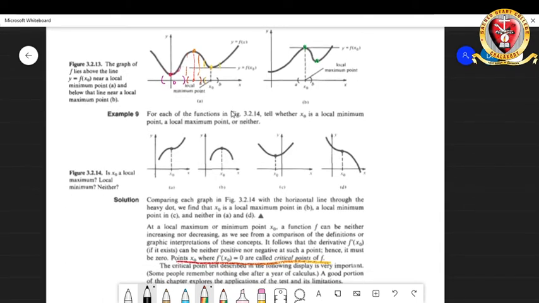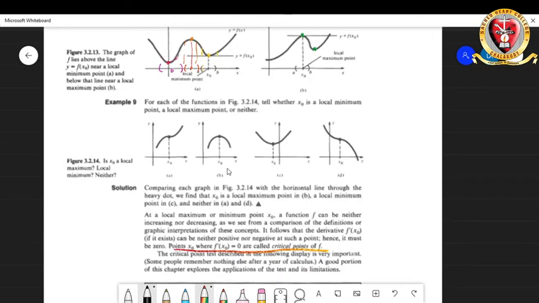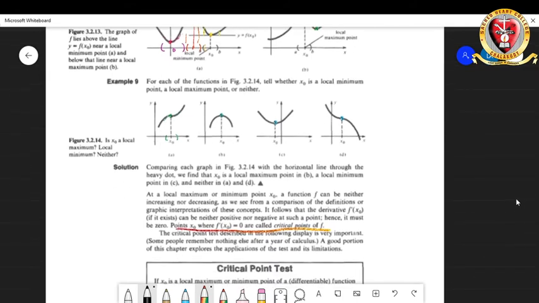In example 9, we are asked whether the x naught in each of the graphs is a local minimum, a local maximum, or neither. So here, if we take any interval which contains x naught, there exist points which are greater than this point, and also there exist points which are lesser than this point. So it is not a local maximum, and also it is not a local minimum. But this point is a local maximum. This point will be a local minimum, but this point is neither a local maximum nor a local minimum. So that's how we arrive at the conclusions for example 9.